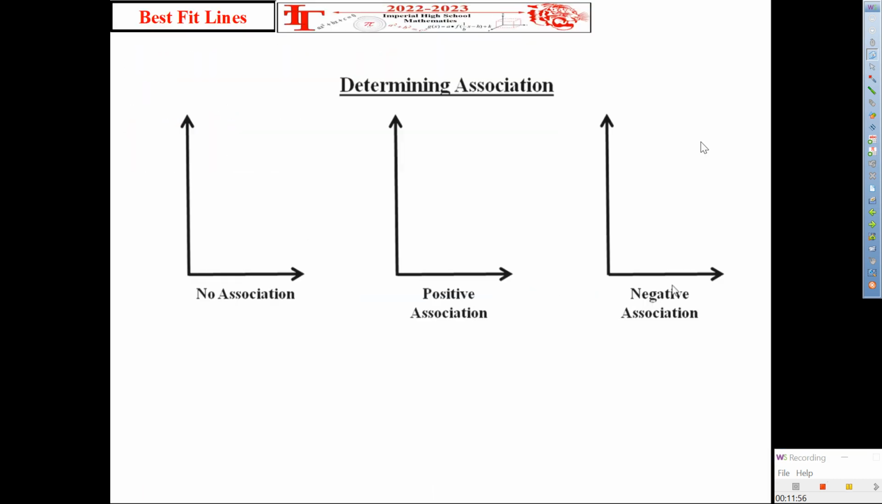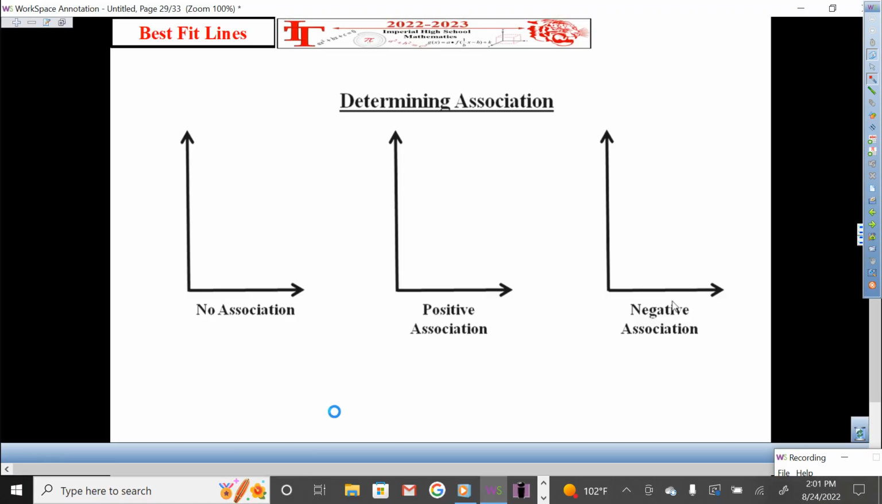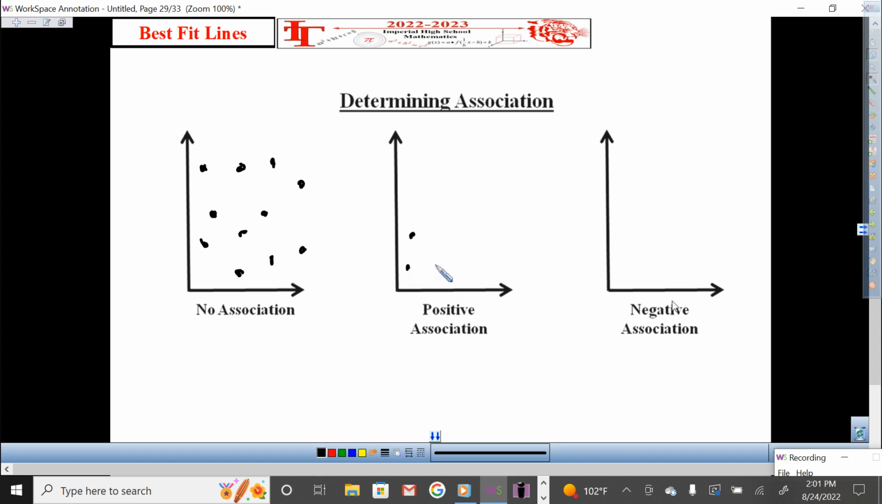So there's three types of associations. Don't copy this, just pay attention. There is no association, positive association, and negative association. Let me elaborate on these. Okay. No association. When they give you data, that looks something like that. Compared to a positive association, and a negative association.